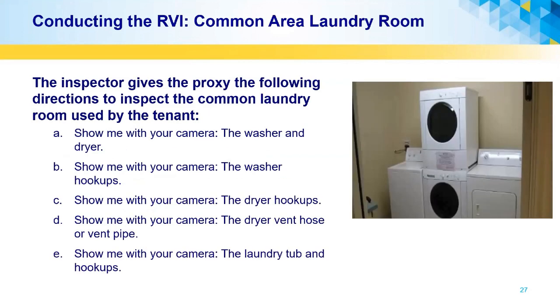Next, we're looking at the laundry room. In units, they also have laundry areas, but I want to go over this item protocol in particular because we do run into common laundry areas, and many of these common laundry areas are used by our clients as part of their lease agreement. So the protocol would be show me with your camera the washer and dryer. Show me with your camera the washer hookups. Show me with your camera the dryer hookups. Show me with your camera the dryer vent hose or vent pipe. And then show me with your camera the laundry tub and the hookups.